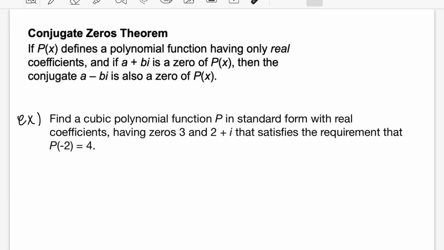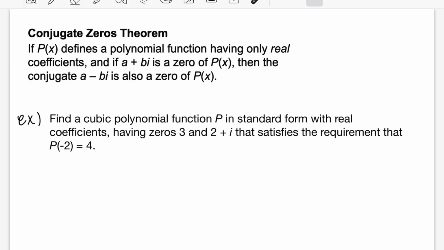In this video, we're going to go over section 4.3 from our textbook, and we'll start with the conjugate zeros theorem here. We see that if a polynomial function here, p of x, has only real coefficients, and if a plus bi is a zero of our polynomial function, then the conjugate a minus bi is also going to be a zero of our polynomial function.